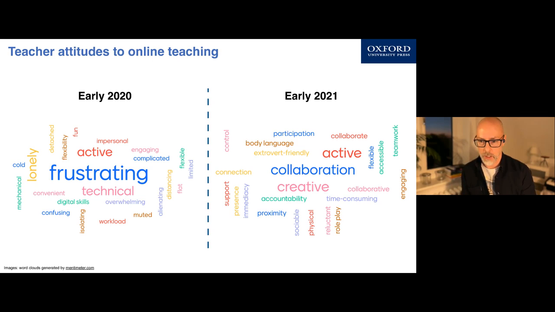As we've settled into the move to online learning, you can see that some of the language has become more positive. The biggest word, I think, so the biggest two words there, or three, are active, collaboration, and creative, which if you contrast to the idea of lonely and isolating on the left-hand side, it's very good to see that teachers are beginning to see the opportunities for student collaboration, for creativity, and making learning more active through the use of digital tools.